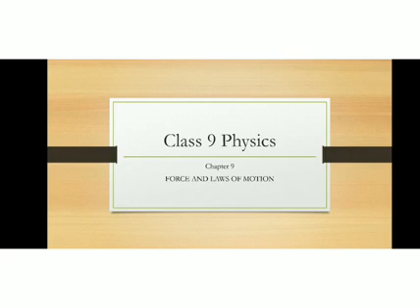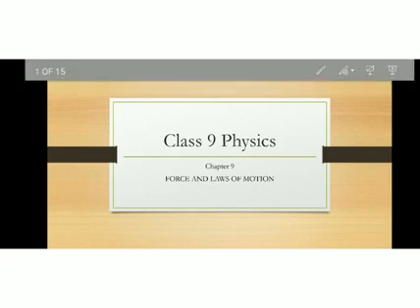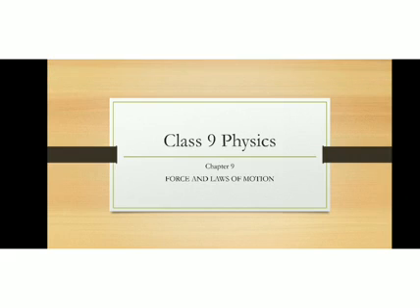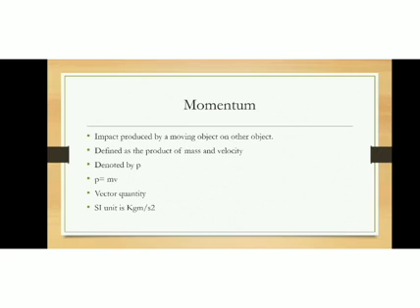And do you know what this impact is? This impact is known as momentum. So, what is momentum? Momentum is the impact produced by a moving object on another object. And this momentum depends upon mass and velocity.